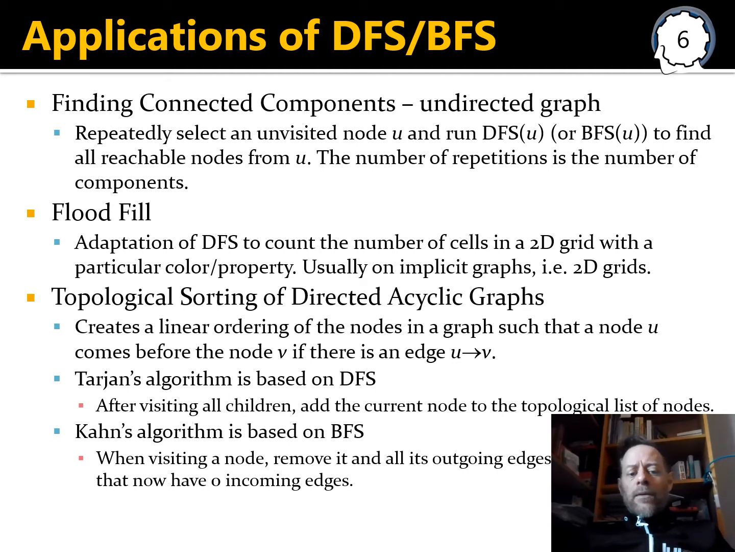And here there are a number of different algorithms. Tarjan's is based on DFS. Kahn's is based on BFS, breadth first search. So it's basically different ways of going through and maintaining this information.